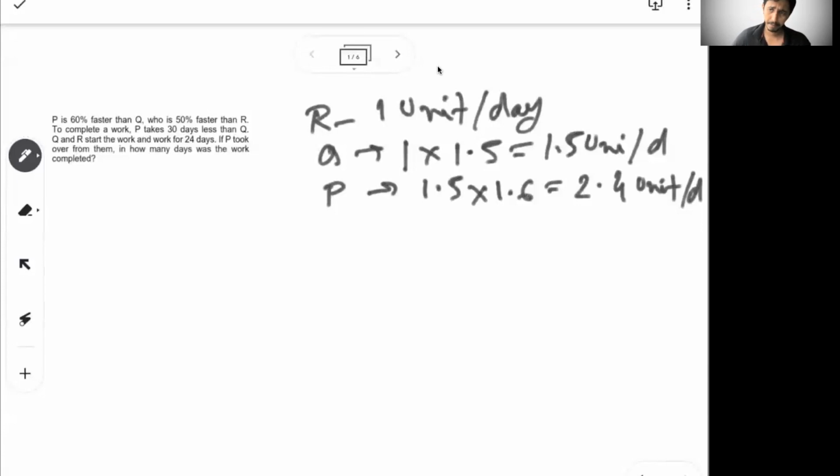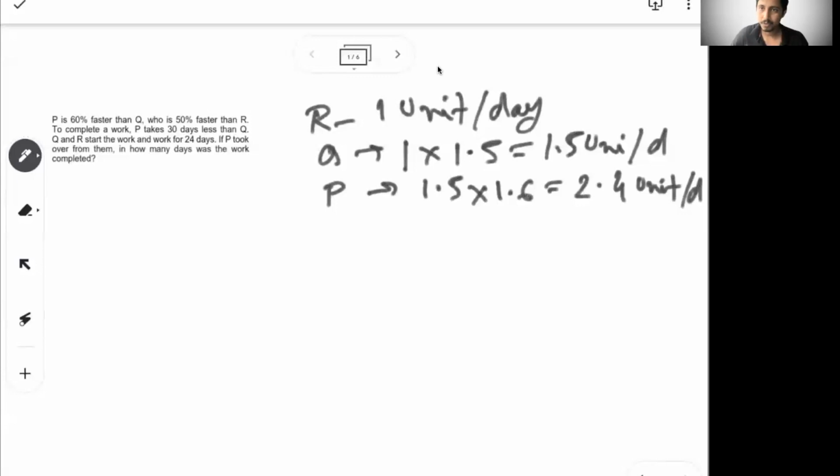So basically, P takes 30 days less than Q. This is the actual chunk where you try to get the absolute value, because these are our assumptions: R does 1 unit, Q does 1.5 units, P does 2.4 units. P takes 30 days less than Q is basically the clue of the problem, from where you will get the absolute value for this problem.